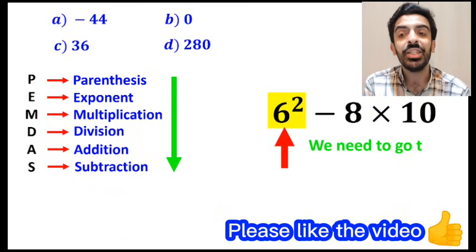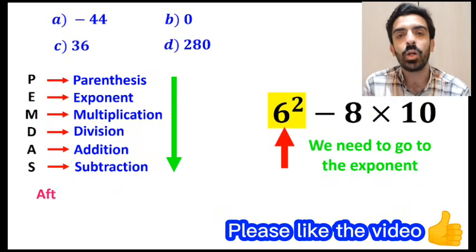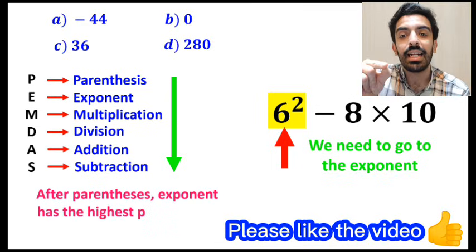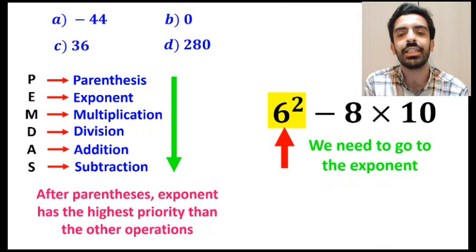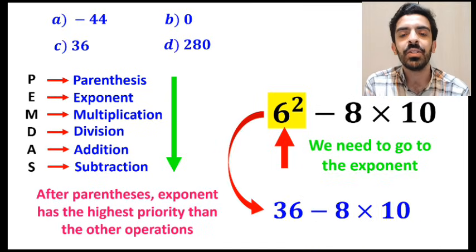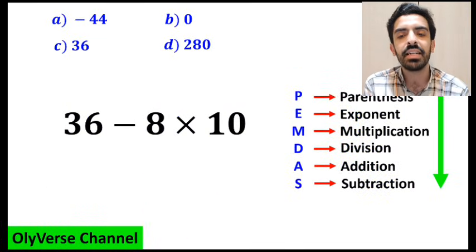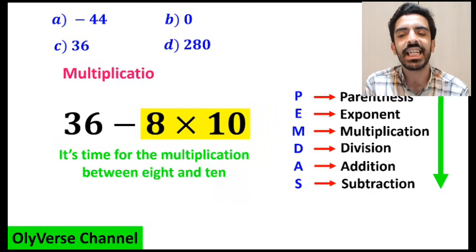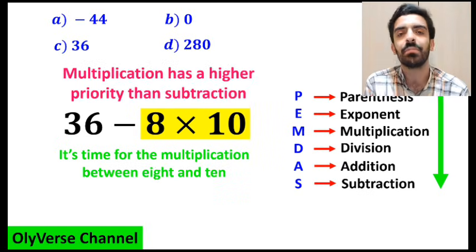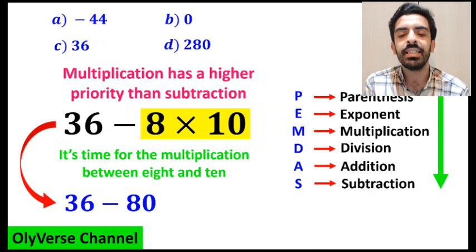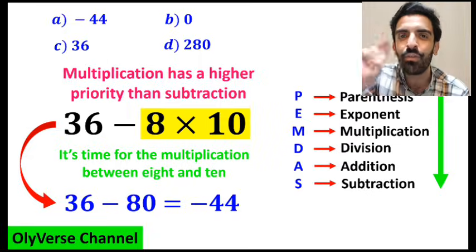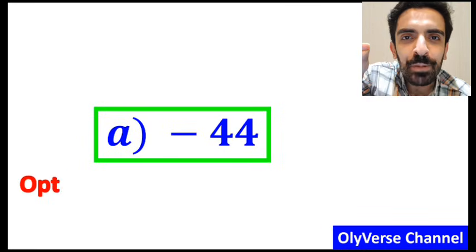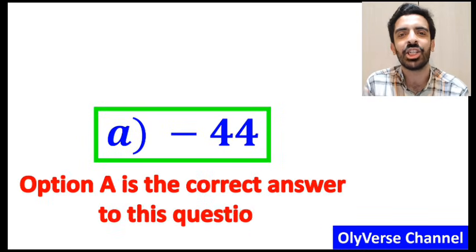And the next step, we need to go to the exponent, because in the PEMDAS rule, after parentheses, exponent has a higher priority than the other operations. So, this expression simplifies to 36 minus 8 multiplied by 10. And the final step, it's time for the multiplication between 8 and 10, because multiplication has a higher priority than subtraction. So, we rewrite this expression as 36 minus 80, which finally gives us the answer negative 44. That's great. Option A is the correct answer to this question.